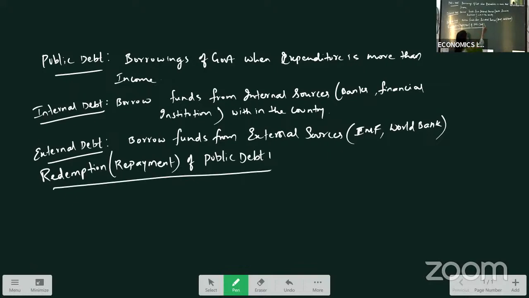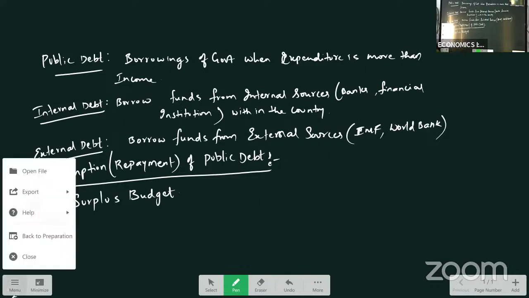So when you borrow money from any source, how you will repay that one? When we take money from someone, we have to repay that money back here. So what are all the various methods we follow to repay the debt? So here the various methods to repay the debt are, first one is surplus budget. Surplus budget is what?